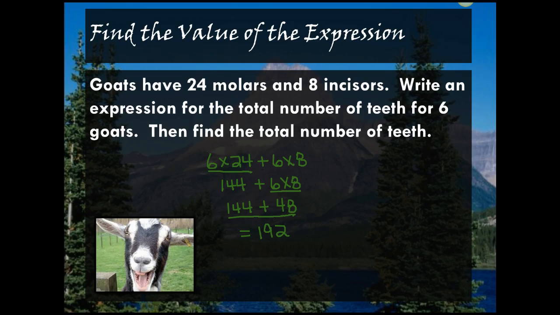We know that we have 6 goats and they have 24 molars and 8 incisors. We could add up the teeth first, and we could use some parentheses to do this. And that would leave us with 6 times 32 if we add up what is inside the parentheses. And 6 times 32 also equals 192. Either way you look at it, you can calculate that 6 goats would have 192 teeth.